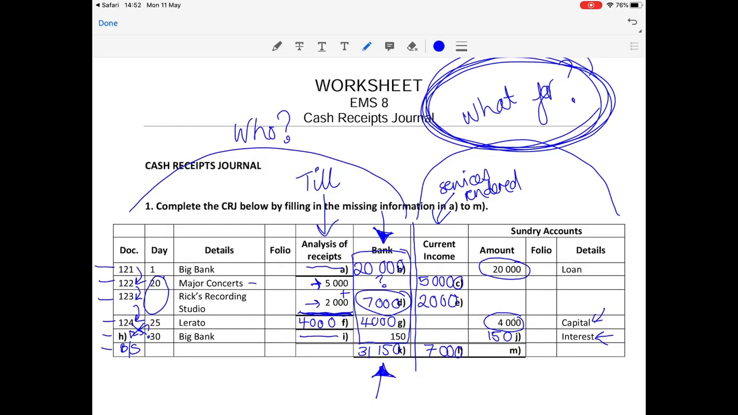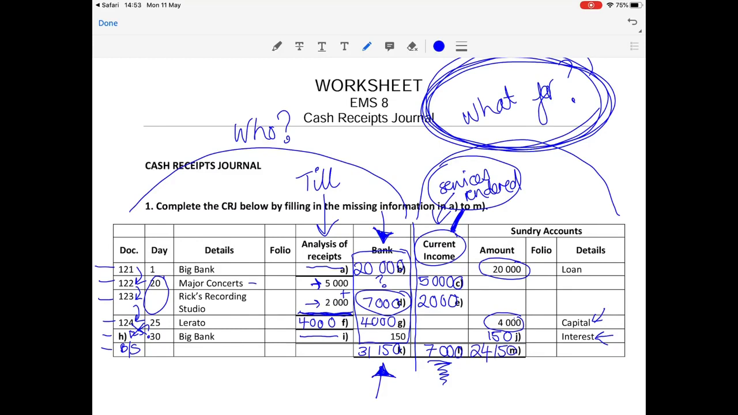Then on the right-hand side of the cash receipts journal, if we total the current income column, that tells us that we received 7,000 Rand into our business for services rendered. What does services rendered mean? It means that the business has sold its time and received income for 7,000 Rand. Current income, in other words, services rendered, is your main form of income for a service business.